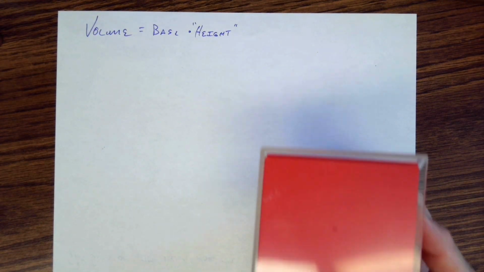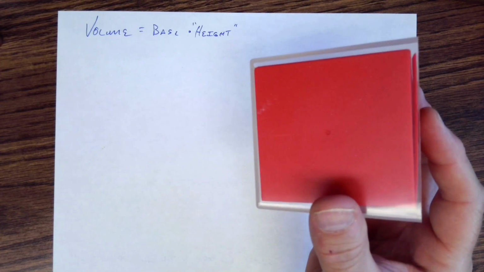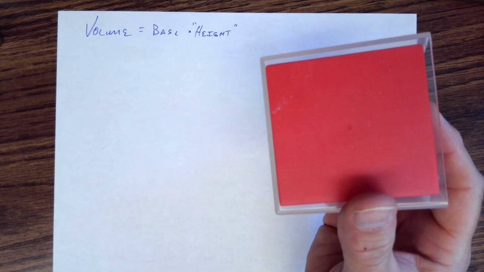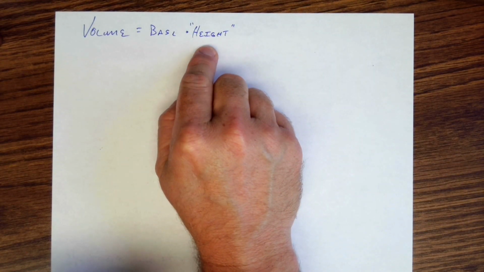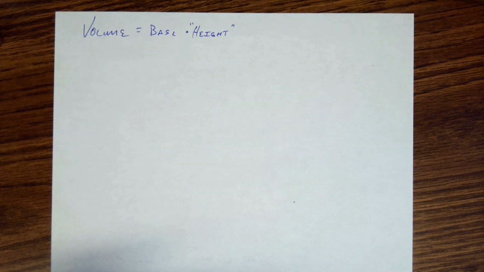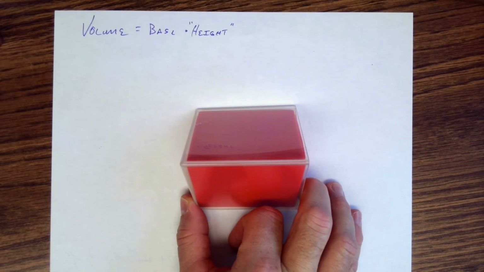So I'm going to start once again with just a shape of some sort, in this case a prism. This is a triangular prism, and what we want to talk about is how do we find the volume. And I'm going to say the volume is the base times the height. And I have height in quotes because it could be a length, it could be just some distance. It's really all we're concerned with, because if I set this down like this, what's the height of this thing?